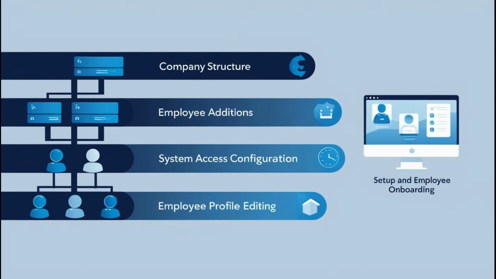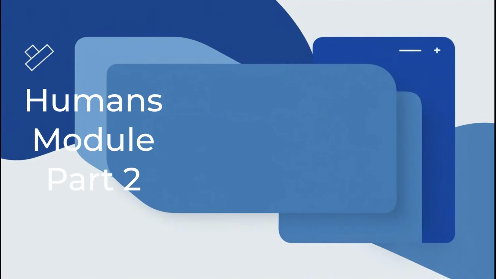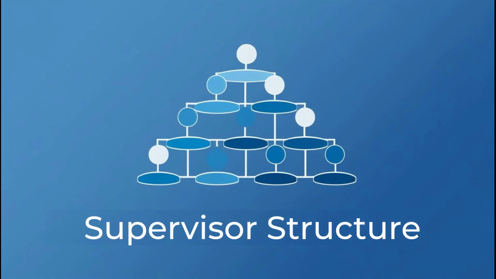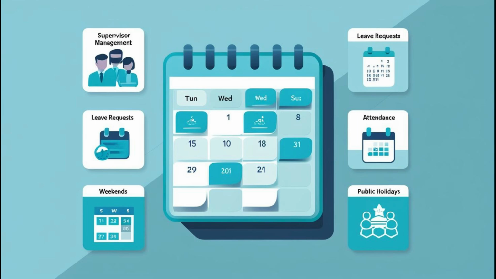Previously, we created the company structure, added employees, configured their system access, and learned how to edit and add fields in the employee profile. In this video, we will cover how to manage the supervisor structure, set up and create leave requests, as well as track attendance, weekends, and public holidays.